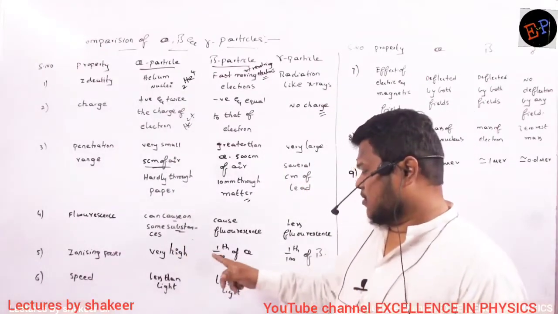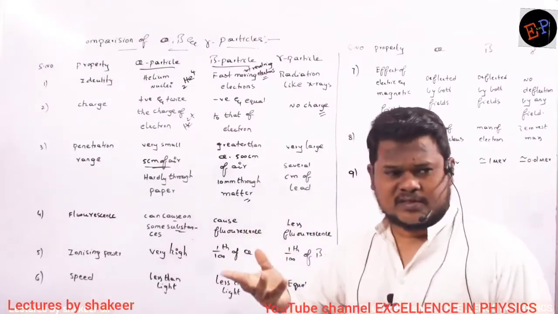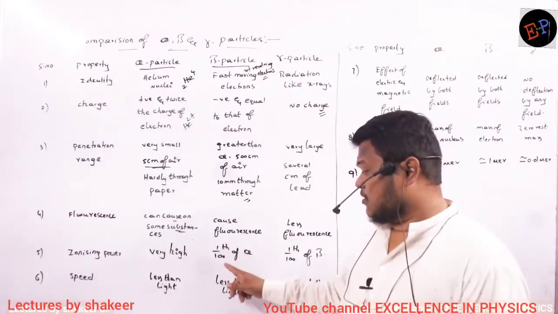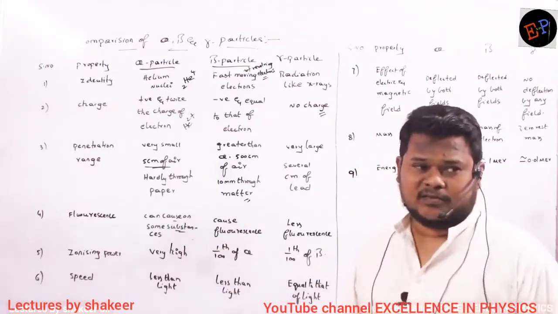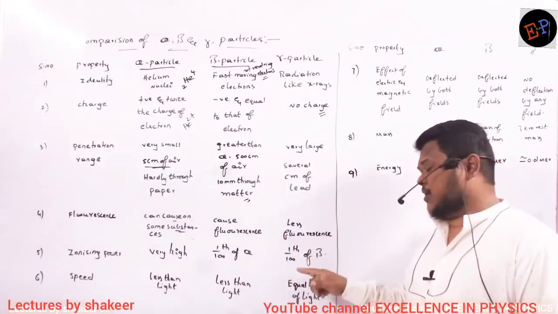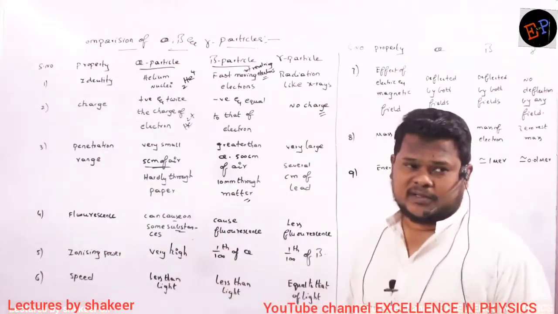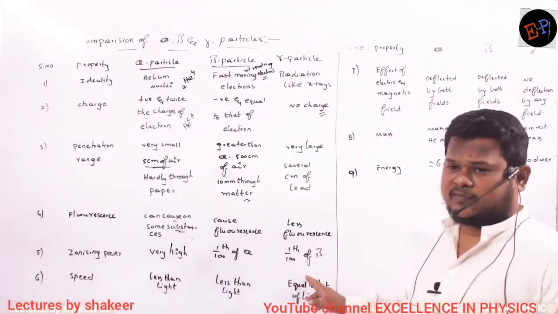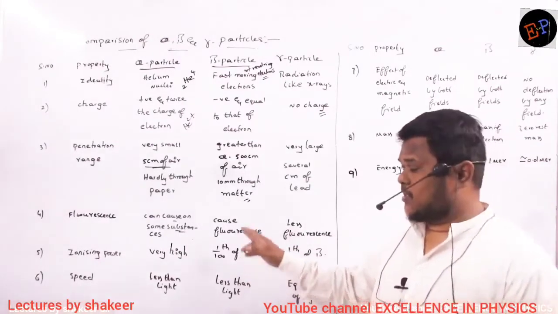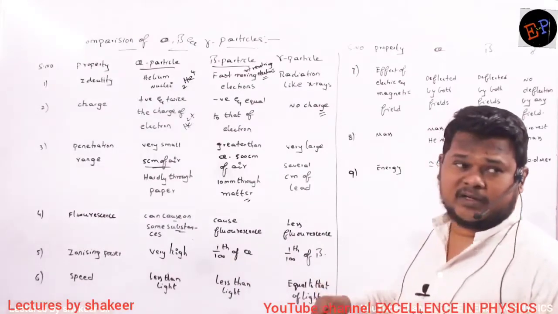And compared to alpha, what is the ionizing power of beta? Beta is just an electron, so its ionizing capacity will be very less because its energy is also very less. How much? 1/100 times that of alpha particle. And gamma is still 1 by 100 times less than beta, which means 1 by 10,000 times less than alpha particle. Are you able to understand? Ionizing power of gamma is 1 by 100 times less than beta, and beta is already 1 by 100 times less than alpha. So what is the ionizing power of gamma? 1 by 100 into 1 by 100.